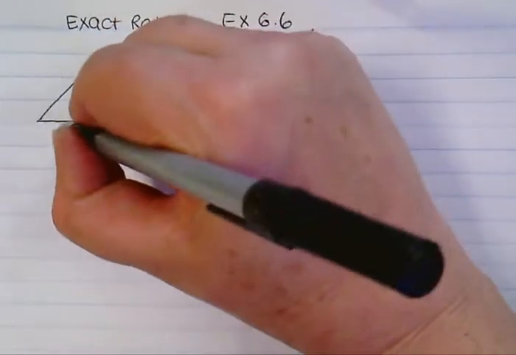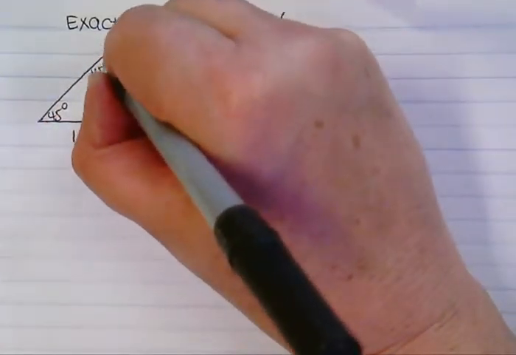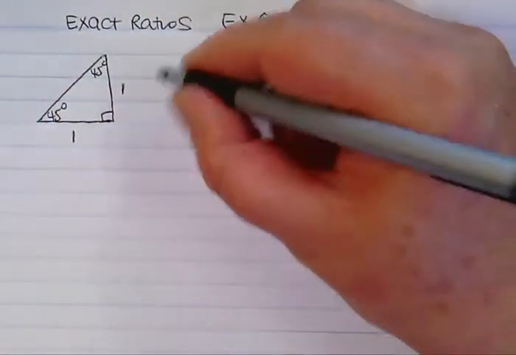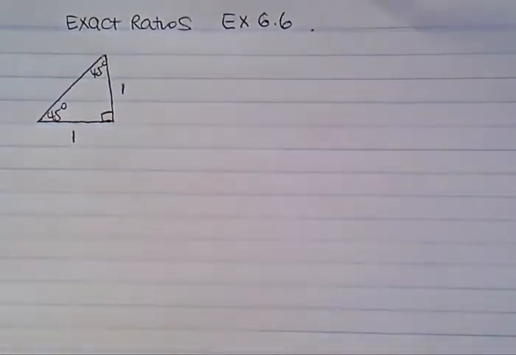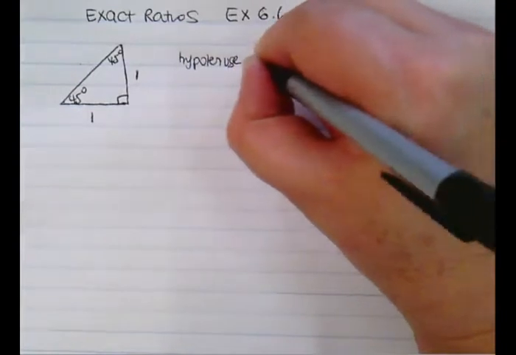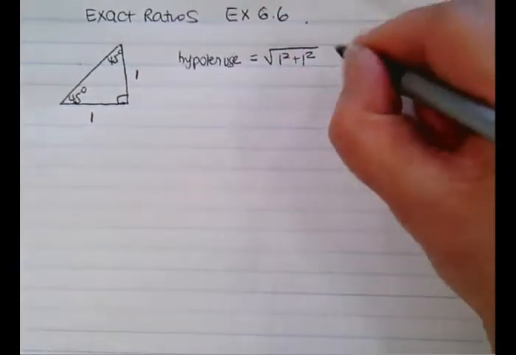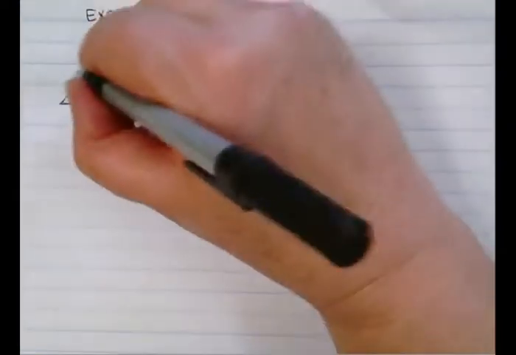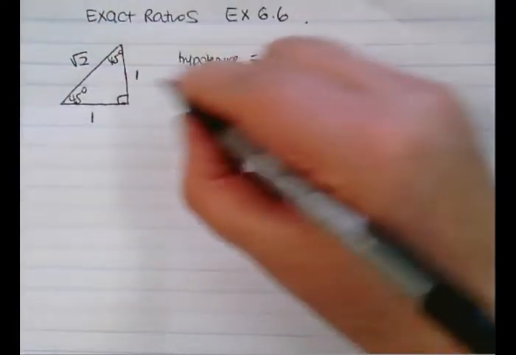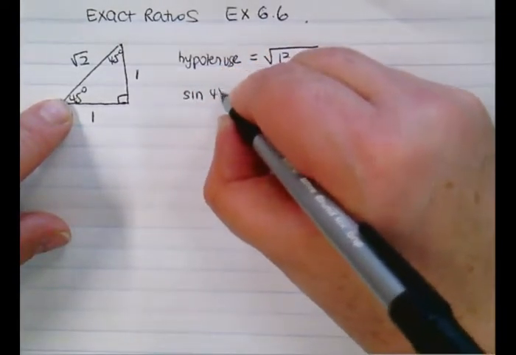So if this side length is 1 and that one's 1, we've got an isosceles triangle with angles of 45 degrees. And the length of the hypotenuse is what? The hypotenuse will be the square root of 1 squared plus 1 squared, using Pythagoras' theorem, which is root 2. So therefore, we can look at the sine of 45 degrees.